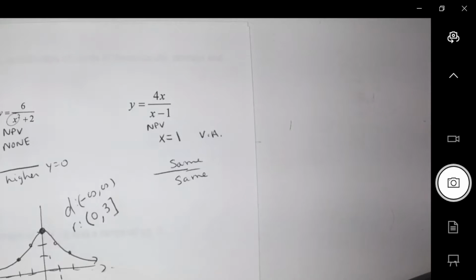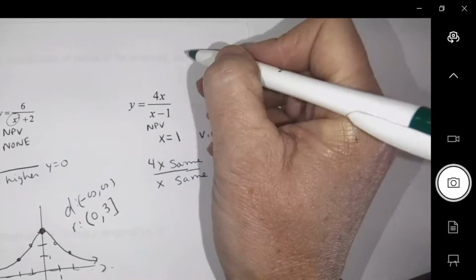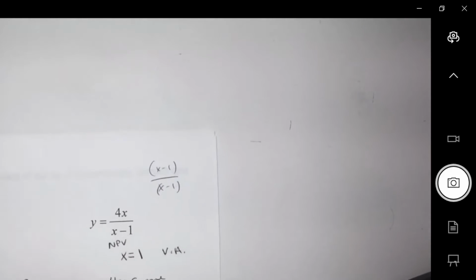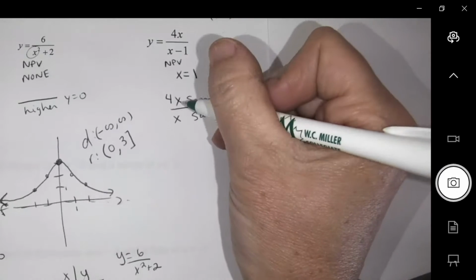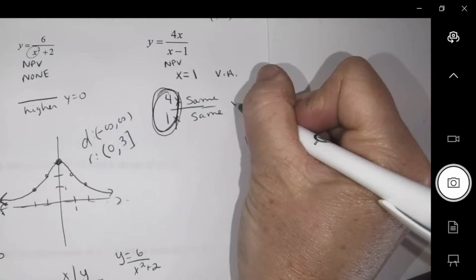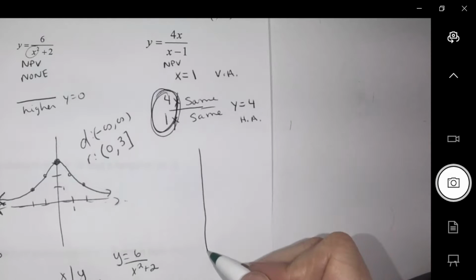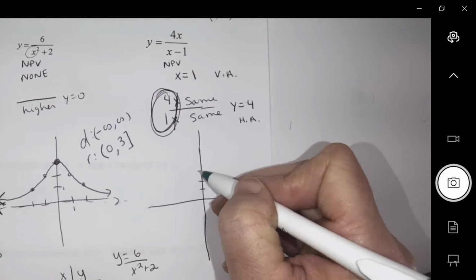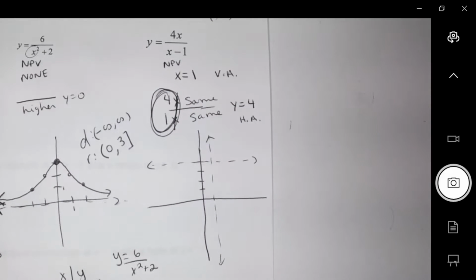Same. What do we do when they're the same? No. The hole is when, like, you would have something like this, where you'd have two factors making a hole. That would be different. So the same, so what do we do? We divide the coefficients. Remember that? There's a 4x and a 1x. So we divide, so our asymptote is y equals 4. Okay, that's my horizontal asymptote. So that's what I know.